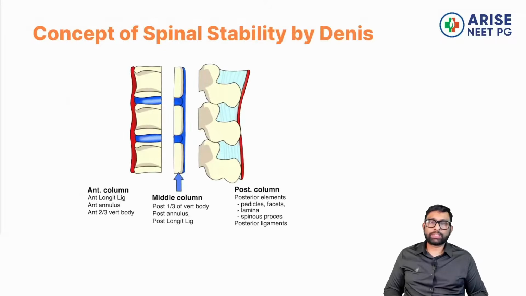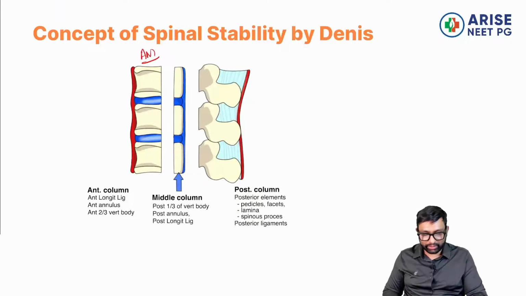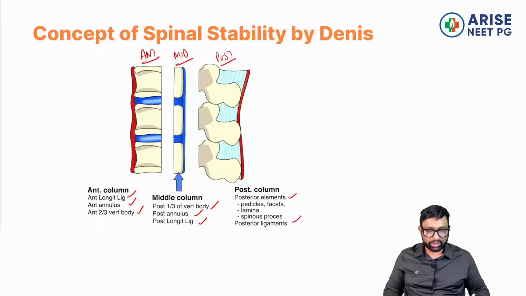So to understand spinal fractures, I want to start with a Dennis concept of stability. In Dennis concept, it divides the spine into three columns. Column A is the anterior column. This column is anterior column, which has anterior longitudinal ligament, anterior annulus, and anterior 2/3 vertebral body. Middle column, this is the middle column. It has posterior 1/3 vertebral body, posterior annulus, and posterior longitudinal ligament. And posterior column, this is the posterior column that has posterior elements and posterior ligaments.